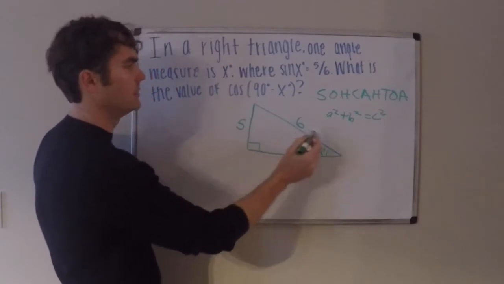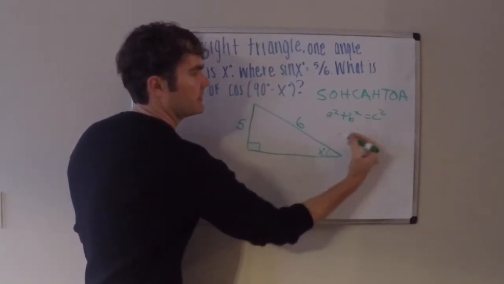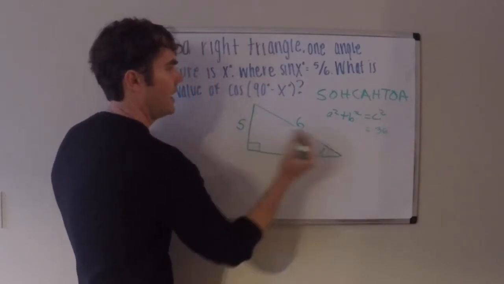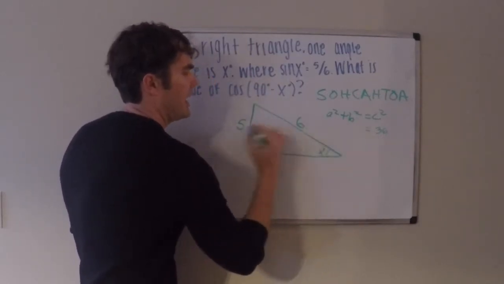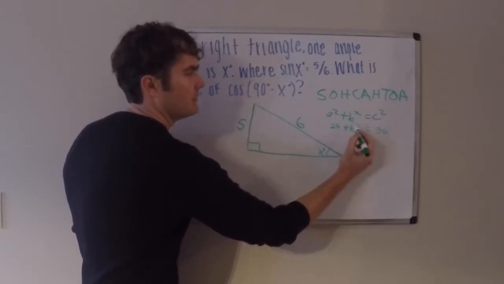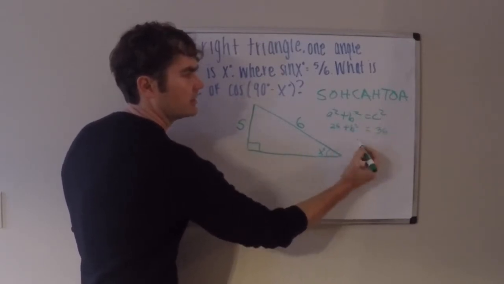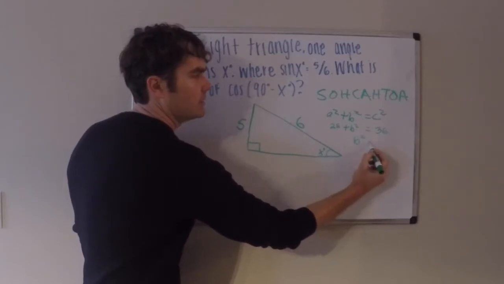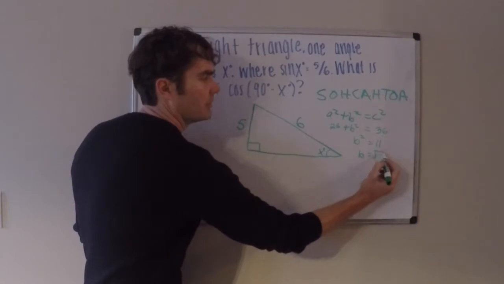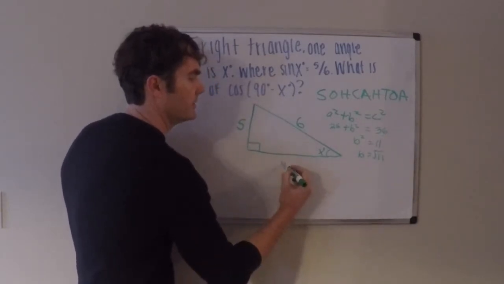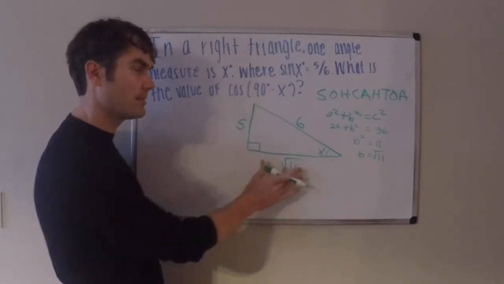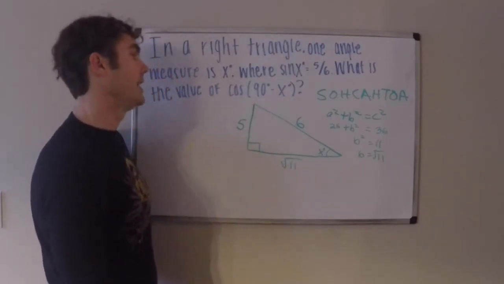So in this case, 6 would be my c, so c squared is 36. I'll use a as 5, so that's 25, and b squared is right there. So this will end up being b squared equals 11, and b will be the square root of 11. Now, as you're about to see, this is not even going to matter. That was just extra bonus for you today.